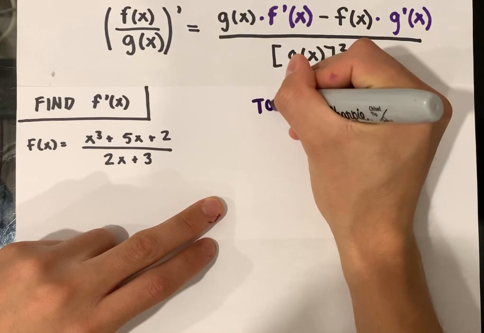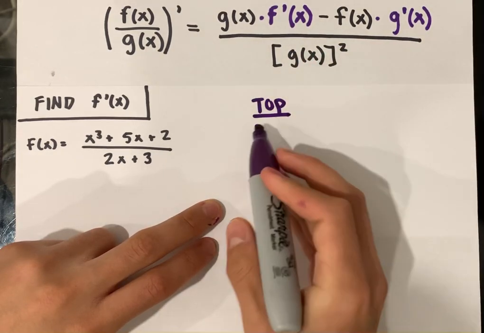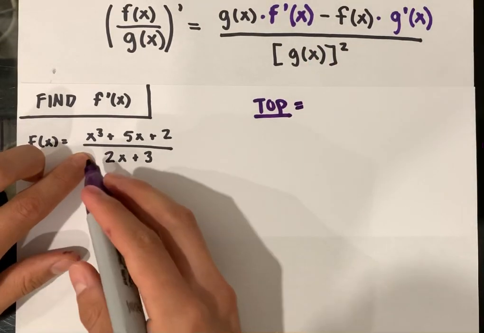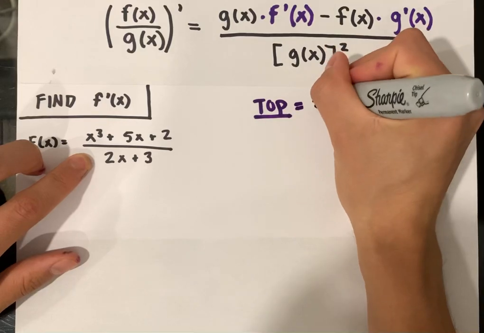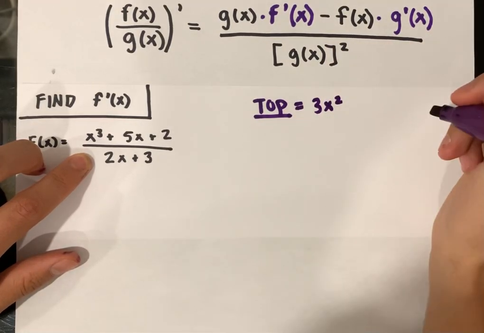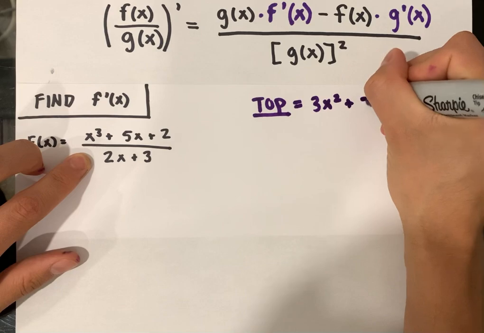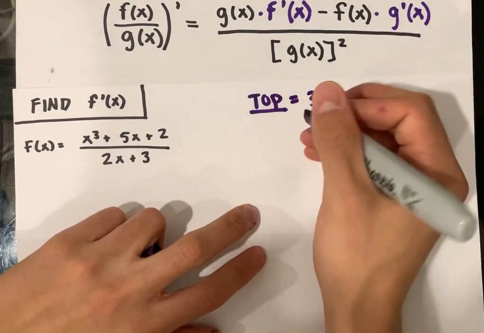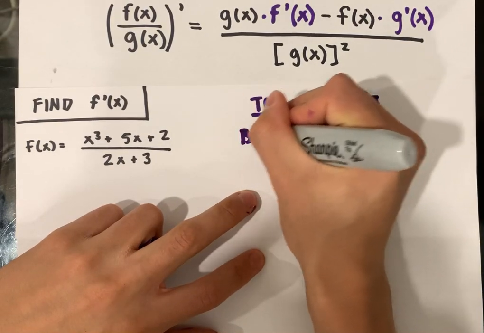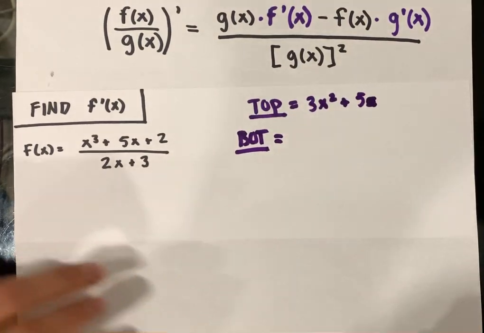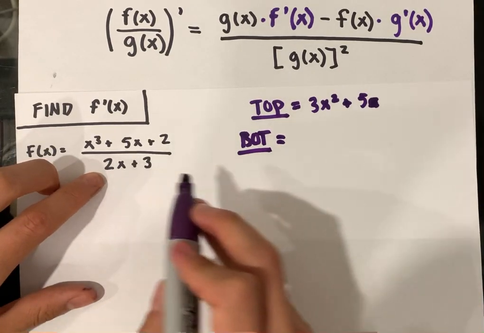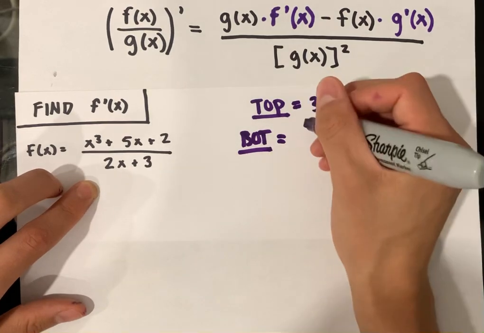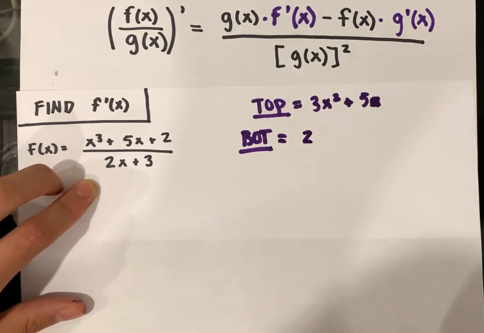So I'm going to do it in this purple color, and the derivative of the top one is, the derivative of x cubed is just 3x squared from the power rule, and then we have 5x plus 5. And that's our derivative for the top one. Now we're going to do our bottom one. And we have 2x plus 3, and from the power rule, we know that we bring down the exponent, the 2 stays, and 2x just turns into 2.